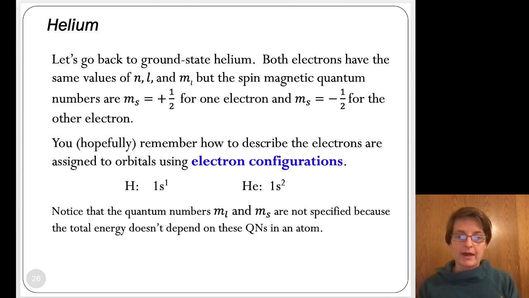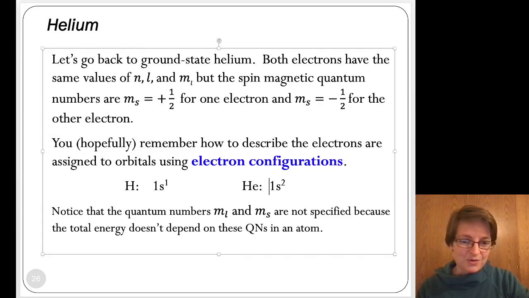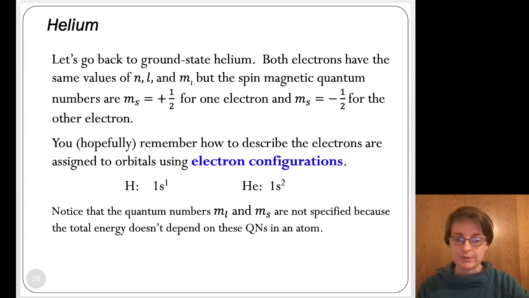Okay, so let's go back to our helium ground state and really bring this back to a perspective that we understood from general chemistry. We have two electrons in a helium atom. Both electrons have the same values of n, l, and m sub l, since they're in this 1s orbital, but our magnetic spin quantum number has plus 1/2 for one of the electrons and negative 1/2 for the other electron. And so we can describe this electron configuration for helium as 1s2, where the superscript indicates how many electrons are in that orbital, and where we know from GChem that 2 is the maximum number of electrons that can be in an s orbital.